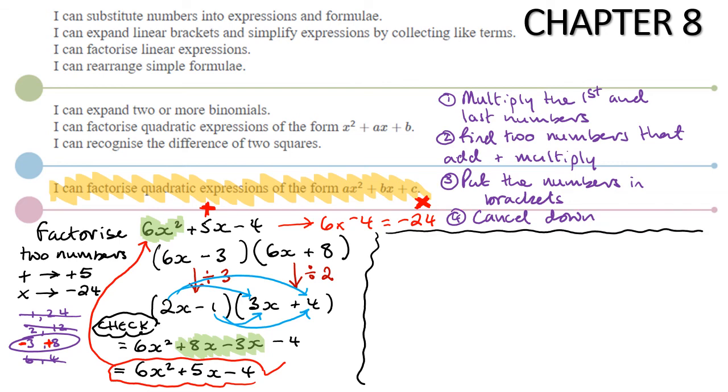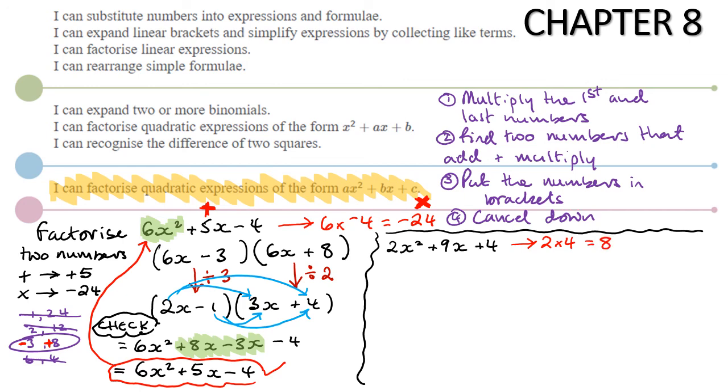This one will be 2x squared plus 9x plus 4. Step number 1, multiply the first and the last number. 2 times 4 is 8.